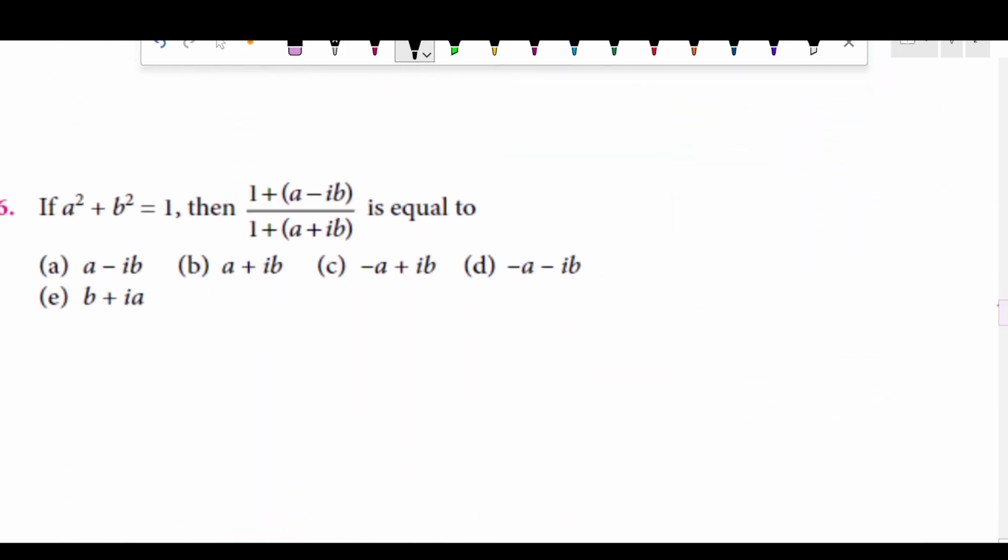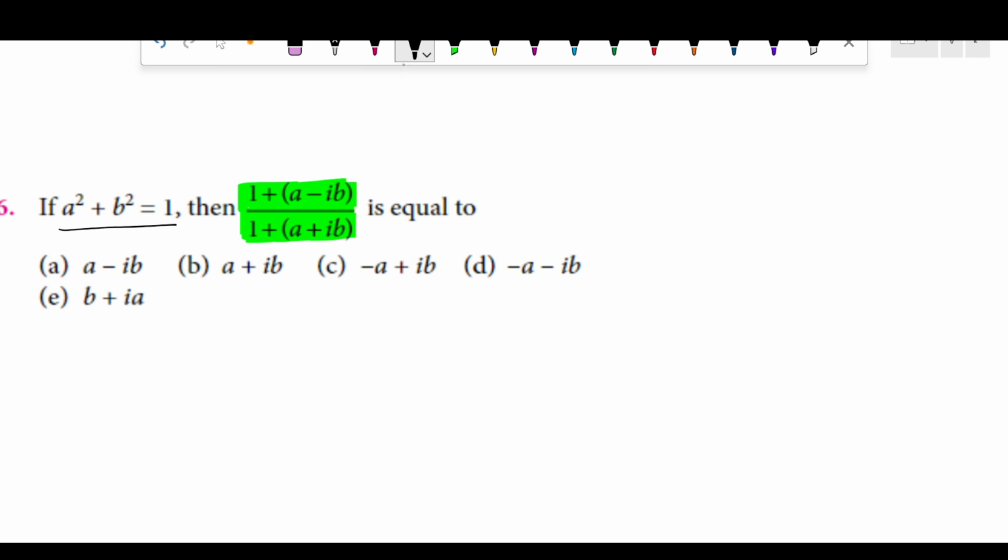Next question is this: if a square plus b square equals 1, you need to find this value, right? Now how to approach this?